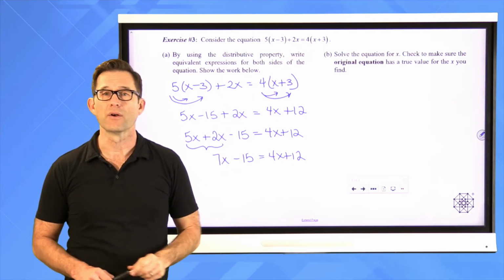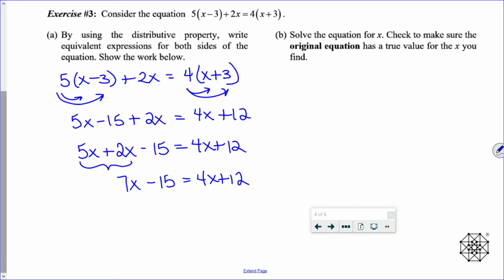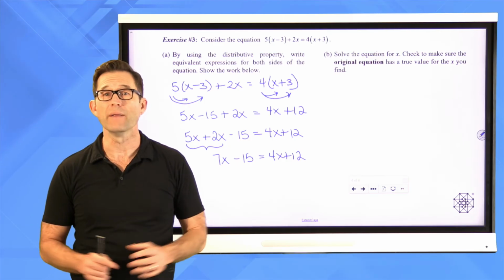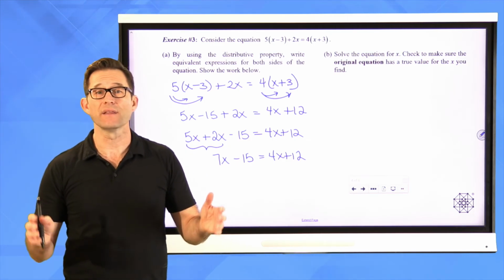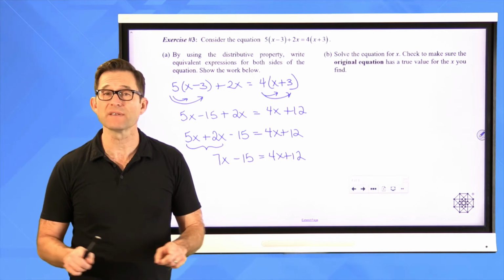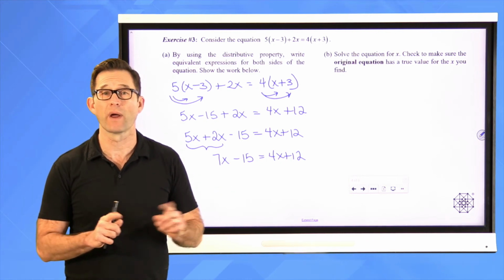Now let's take a look at letter B. Solve the equation for x. Check to make sure the original equation has a true value for the x you find. All right, now we still can't exactly use inverses to solve for x because x is showing up on both the left and the right-hand side.